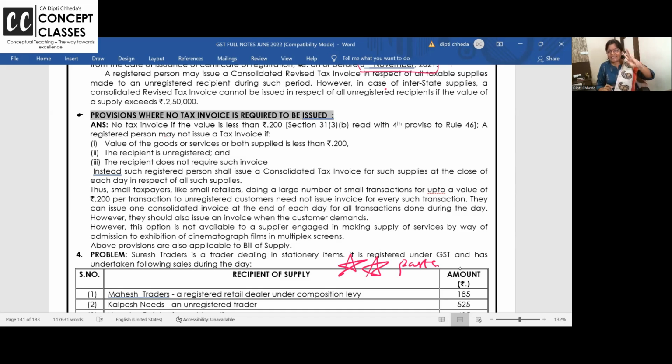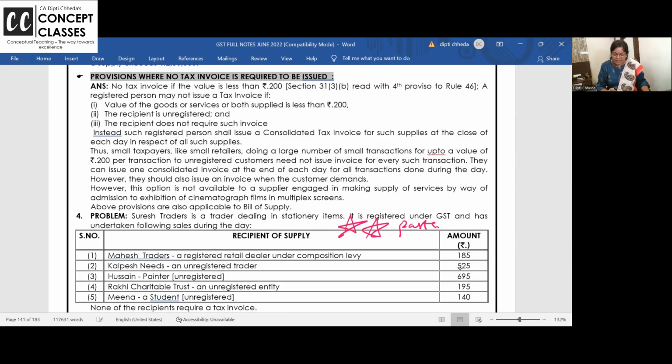What are the 3 cases wherein tax invoice is not required? Irrespective कि मैं तो registered supplier हूँ, but my supply value is less than 200. Recipient is unregistered. Recipient doesn't need invoice for whatever may be the reason. Then instead, such registered person shall issue consolidated invoice.